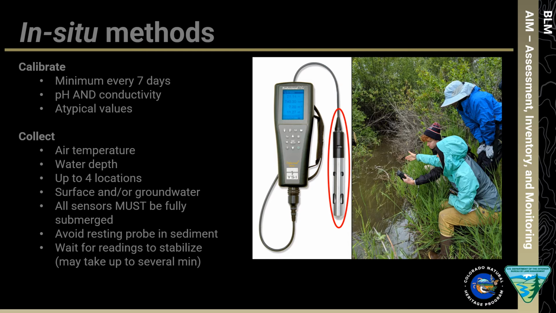Though there is not an established minimum water depth, be sure that the probe is fully submerged and is not resting in sediment, as this can affect the instrument's readings. If it is not possible to submerge the probe without disturbing the sediment, a 250 milliliter graduated cylinder can be used to collect water, and the measurement can be taken by immediately submerging the probe in the cylinder. When collecting water quality measurements, be sure to allow enough time for readings to stabilize before recording them. This can sometimes take several minutes.